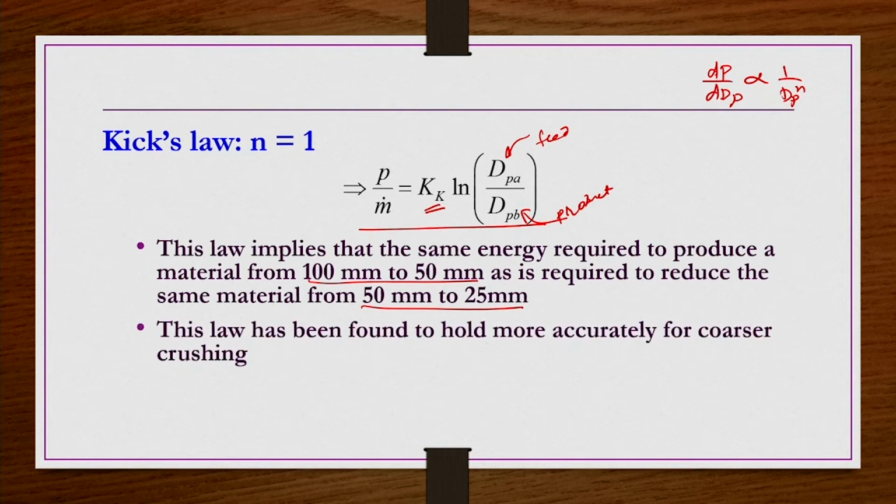This law has been found to hold more accurately for coarser crushing, that is when you use compressive forces, or coarse reduction. So, Kick's law is found to be reliable there, whereas Rittinger's law is found to be very reliable if you are doing fine grinding, fine reduction.